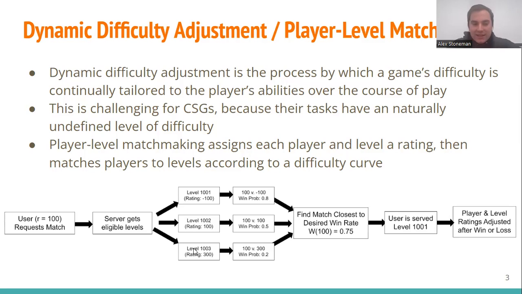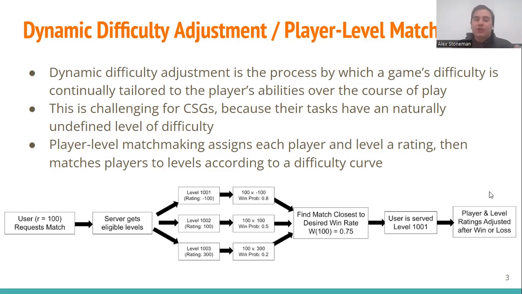So one iteration of that is shown on the bottom, where a user with, let's say, a rating of 100 requests a match. The server will obtain all of the eligible levels for that player. And then based on, again, the matchmaking process like Glicko or Elo, the win probability for each of those matches will be calculated. And then based on the user's rating, we will have a desired win rate calculated from a difficulty curve. And then the closest match among all of these player-level pairings will be what's ultimately served to the user. And then following a win or loss, ratings for the player and level will be adjusted accordingly.